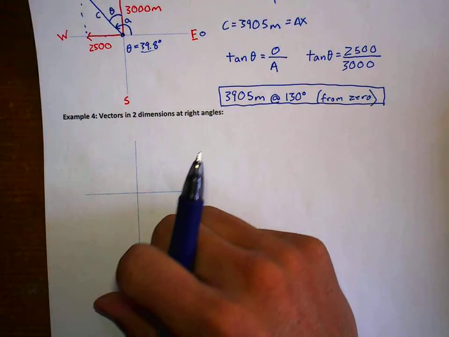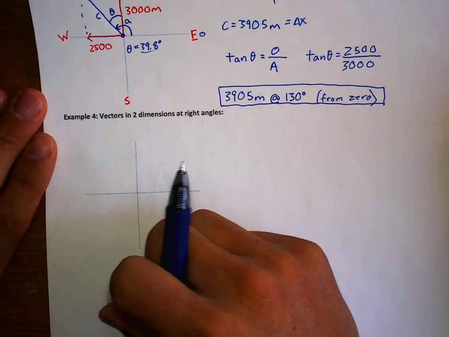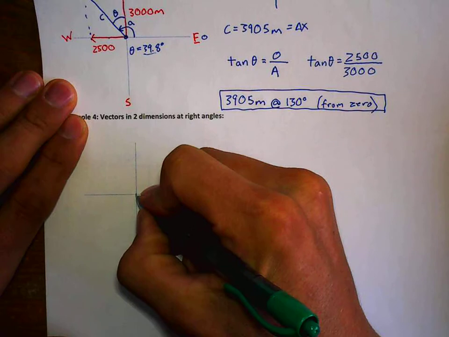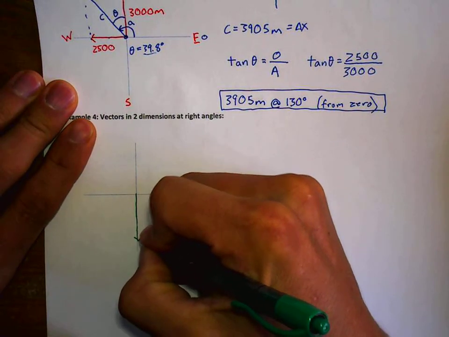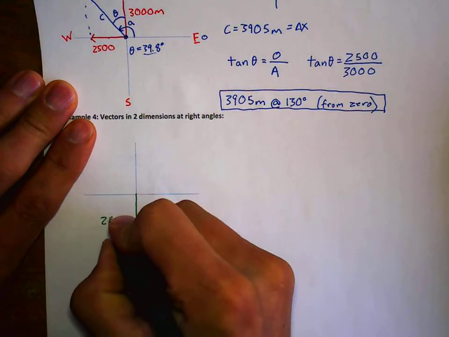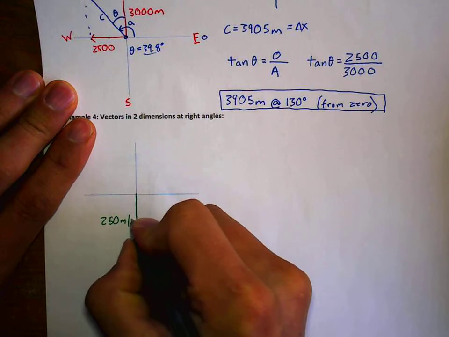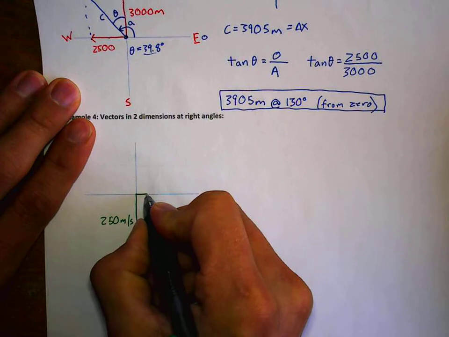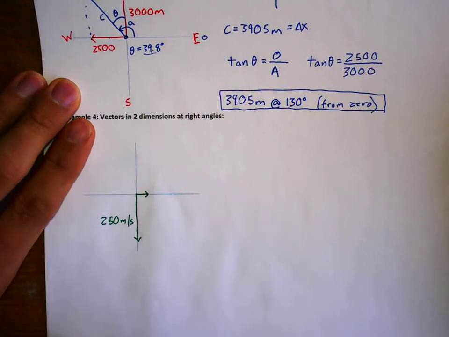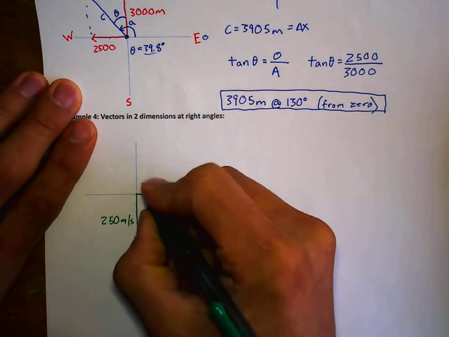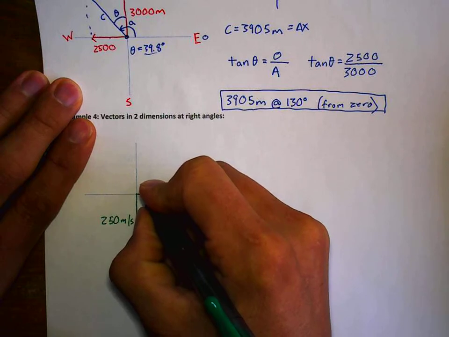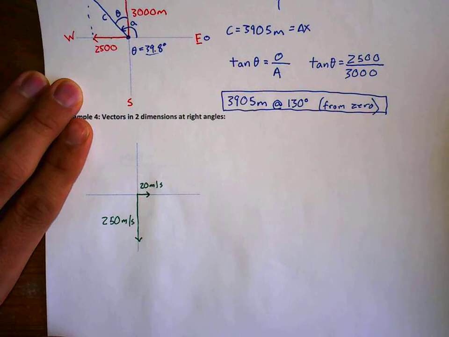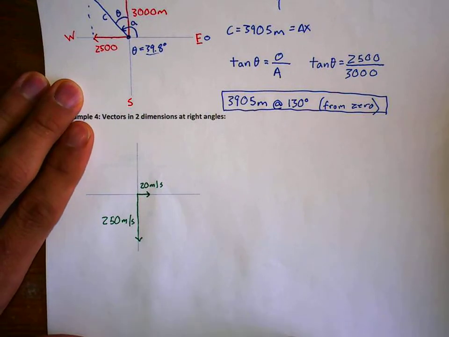Okay, so let's make up a problem here. Let's say we have got an airplane traveling at 250 meters per second. And let's say the wind is blowing in this direction at, how about 20 meters per second. Those probably aren't quite to scale, but it's just a diagram, it doesn't matter.